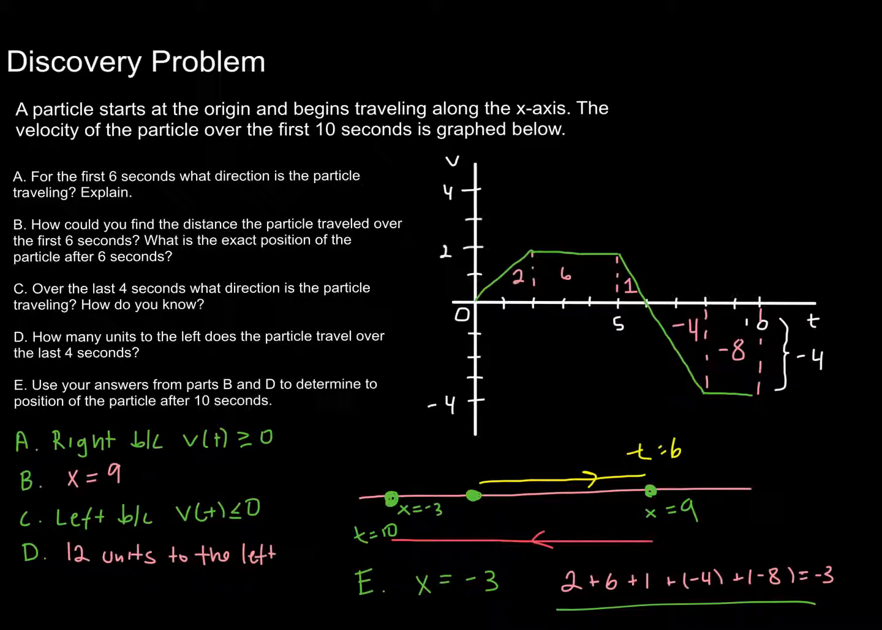This makes the question of where the particle is after 10 seconds quite easy to answer. Thinking about it in terms of our answers part B and part D, traveling 9 units to the right and then 12 units to the left will leave our particle 3 units to the left of where it started, or at x equals -3. Thinking about it as the sum of all the areas, if I simply add them all together with the negative representing a movement to the left, I'll end up accounting for the direction thanks to the sign here. So 2 plus 6 plus 1 plus -4 plus -8 is -3.